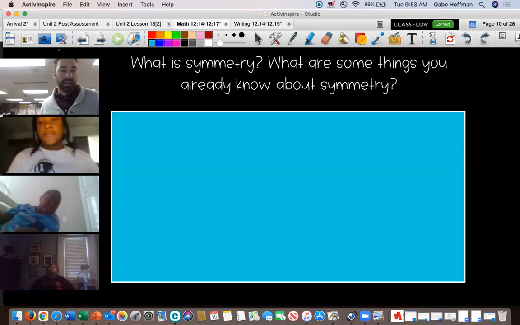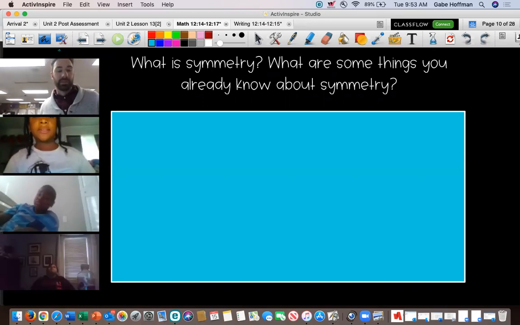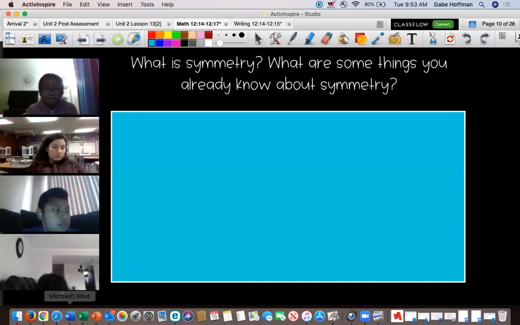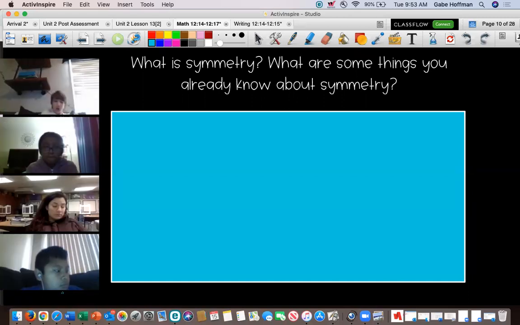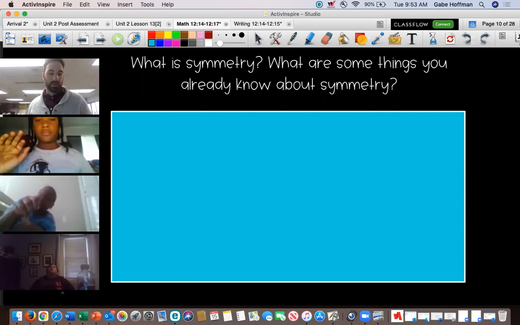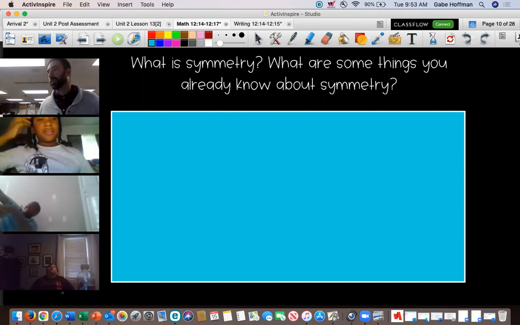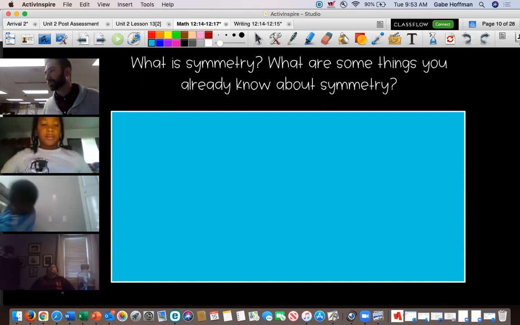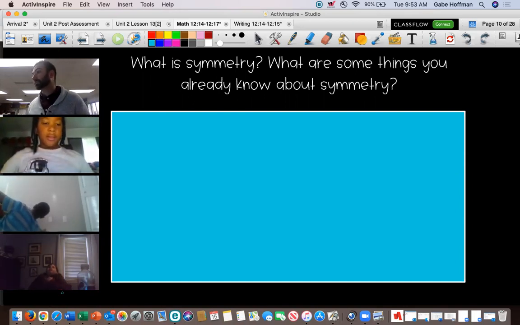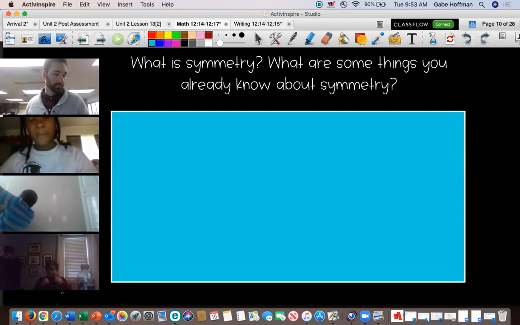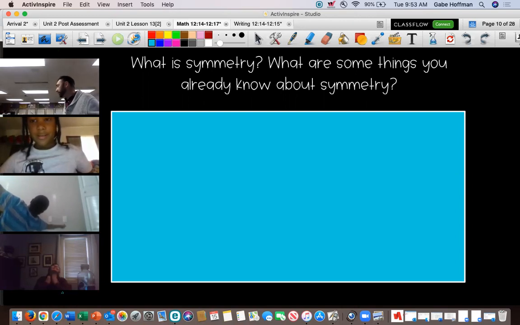Can anybody share, or do they know anything, any ideas about what symmetry means? Maybe something you didn't get to last year because of virtual learning and the way the circumstances were. Derek, do you remember anything about symmetry? Your hand was kind of up. You look like you were like, maybe. It's paper folding. Folding is something to do with it, yeah.